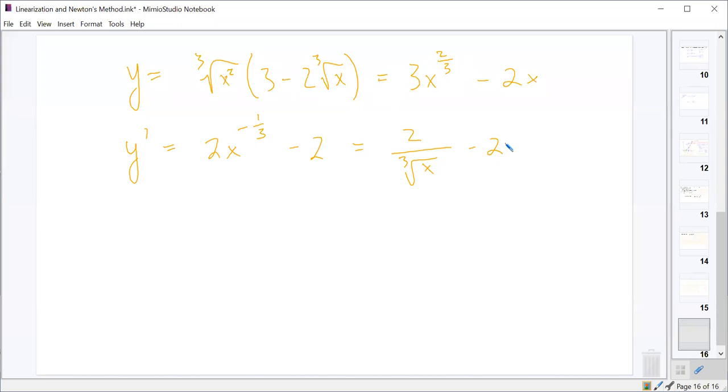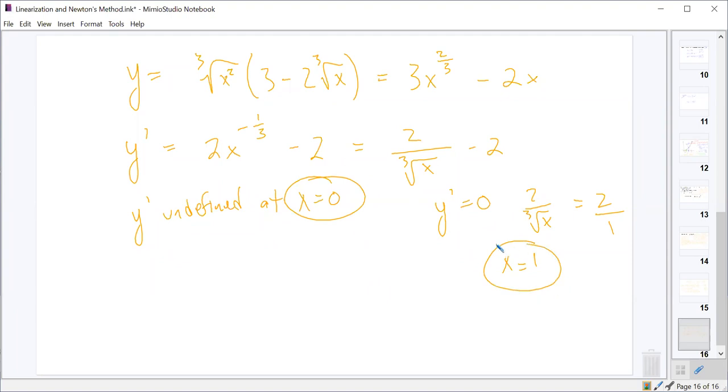And so we would hopefully note that this y prime is undefined at x equals 0, right? Because I can't have a 0 in the denominator. And then y prime equals 0 if 2 over the cube root of x minus 2 equals 0, or if 2 over the cube root of x equals 2, which would tell me, since the numerators are the same, 2 and 2, that the denominators would need to be the same also. So the cube root of x would need to be 1, or x would need to be 1. So we have two critical values, x equals 0 and x equals 1.